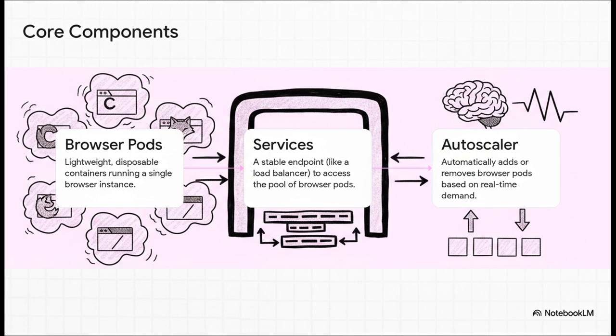And finally, the magic ingredient, the autoscaler. This is the brain of the whole system. It's constantly watching the workload. If a big line of tasks starts to form, it instantly creates more browser pods to handle it. And when things quiet down, it gets rid of the extras to save you money. It's these three pieces working together that create a system that's so powerful and so efficient.